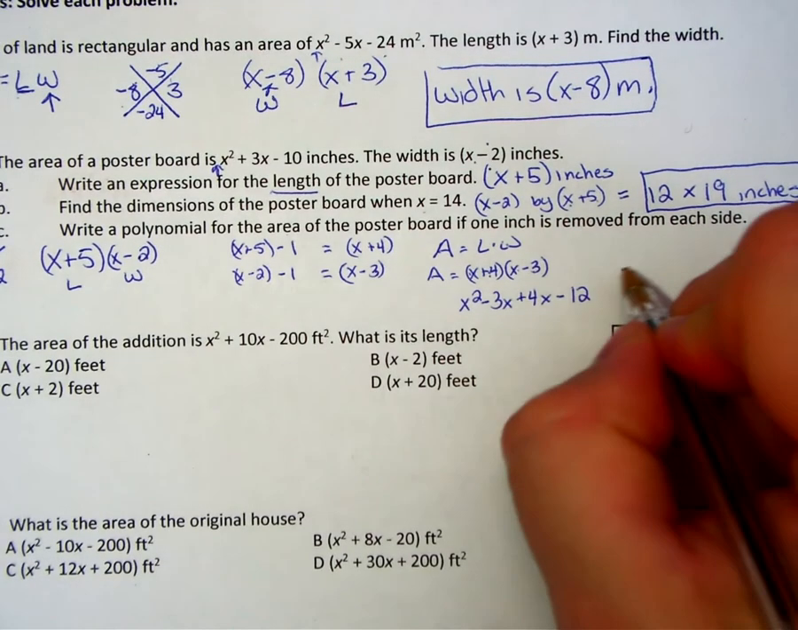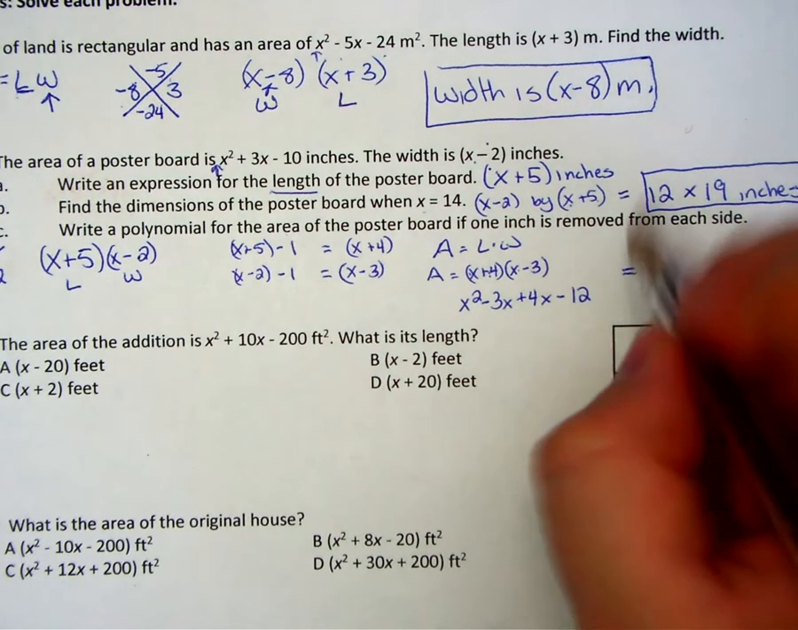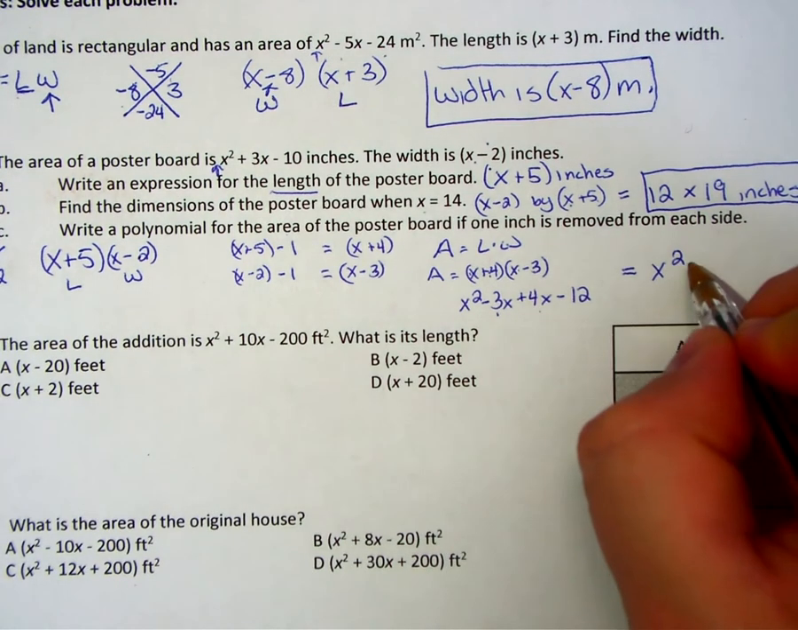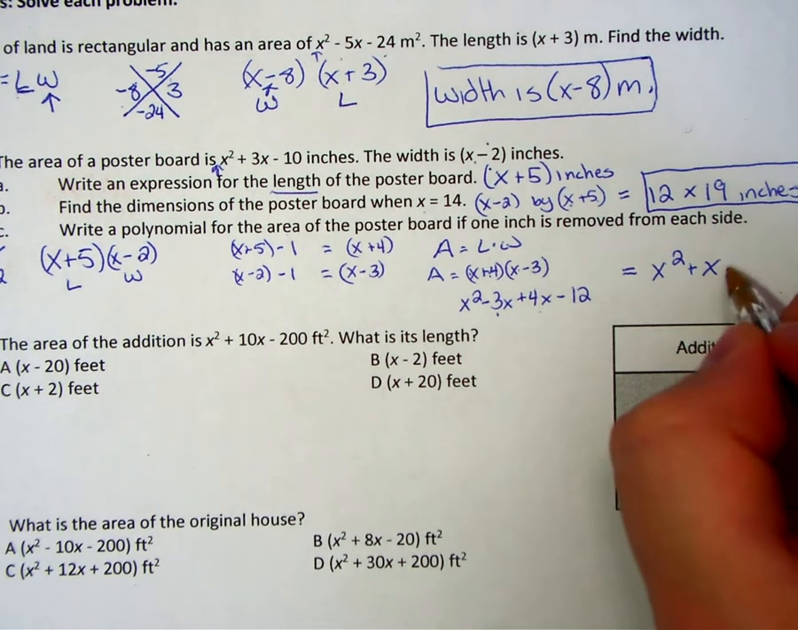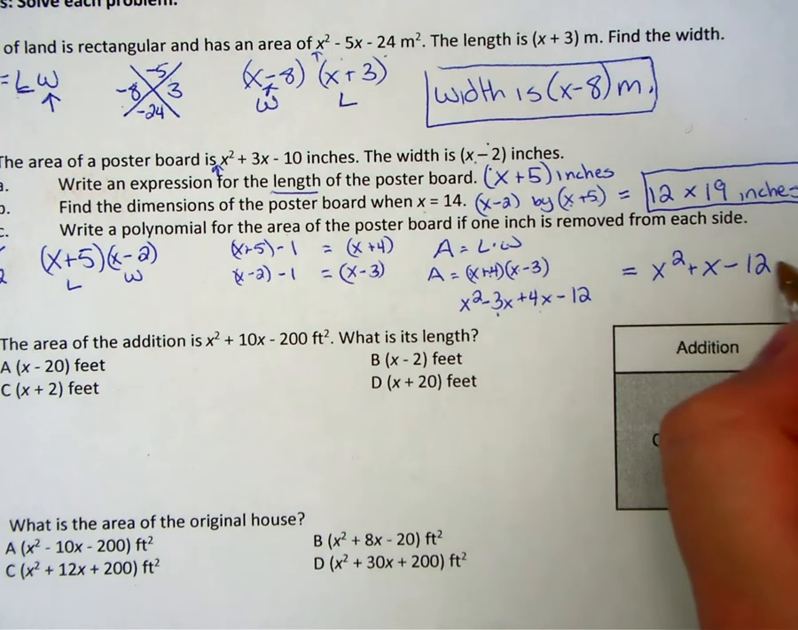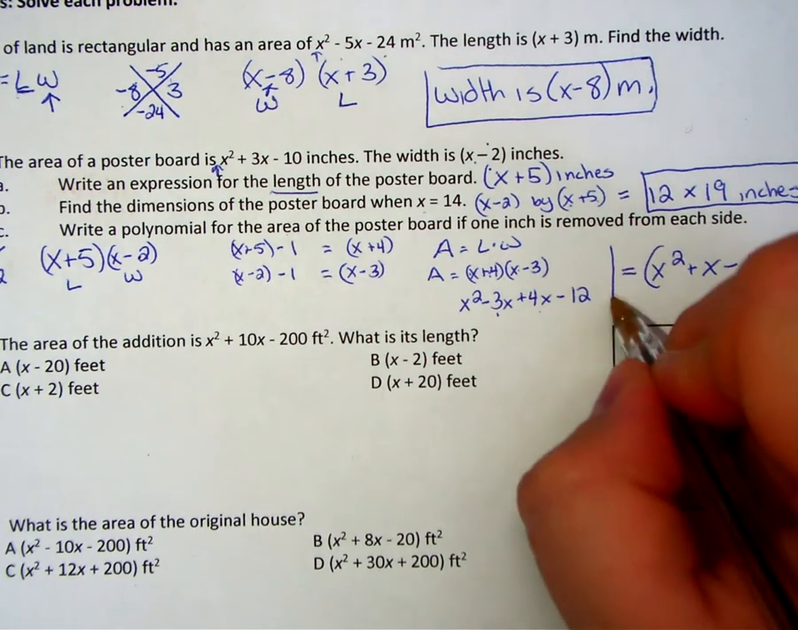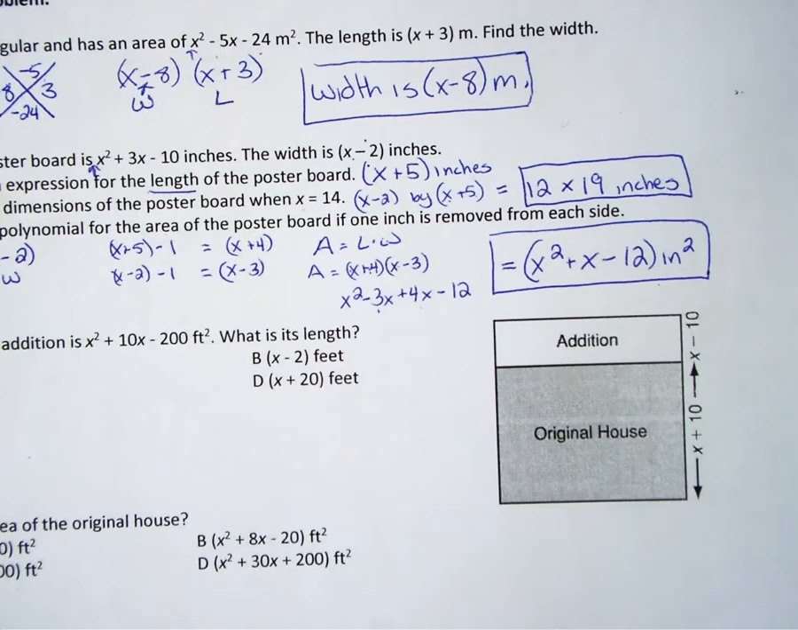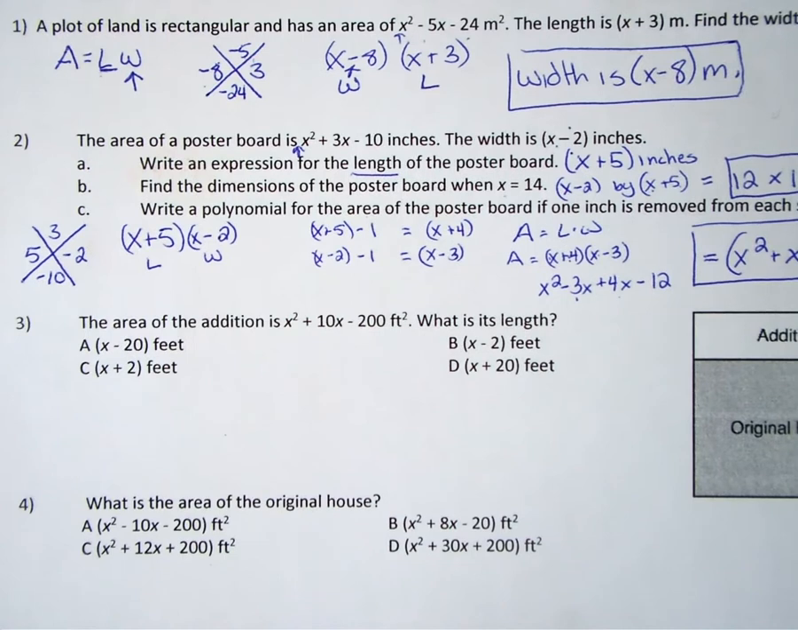All right, let's clean that up and give ourselves a final answer. X squared, combine negative 3 and positive 4, gives me a plus x minus 12 inches squared.